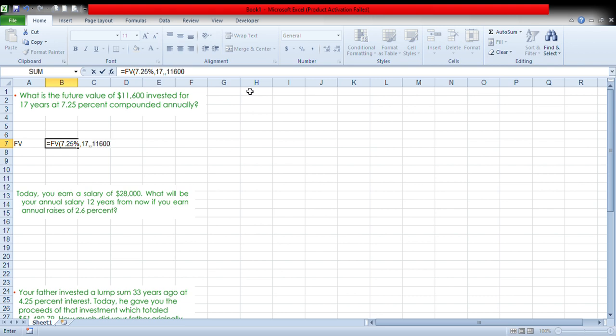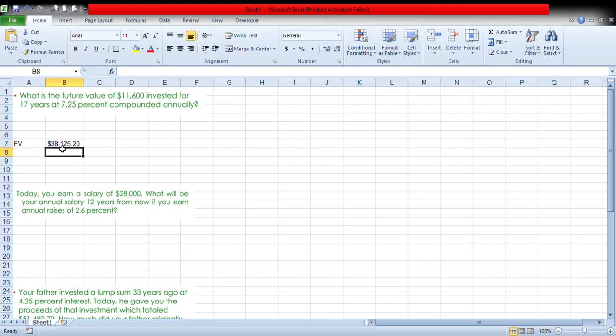Then we do nothing, we just press enter. Just place the minus sign before the present value, understand? Then press enter and you will get your future value. The future value is 38,125.25.